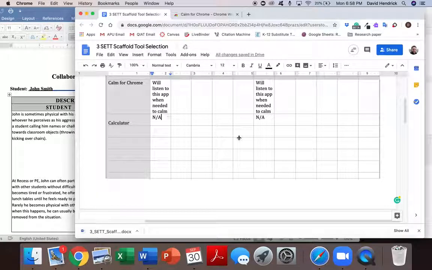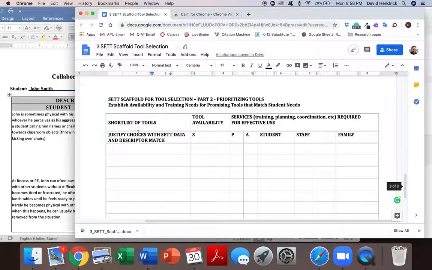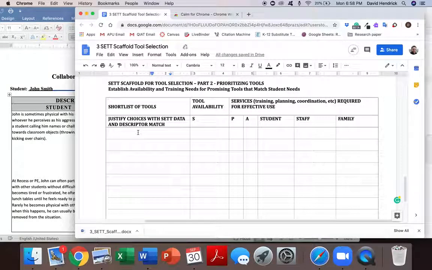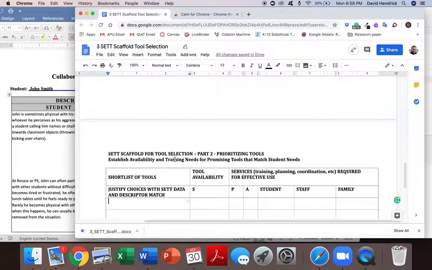There should not be any left blank at the end. If there's any that don't work, we need to say NA. After that, we move on down to the section part 2. And what we do is all of the tools that we have listed, we put in here.